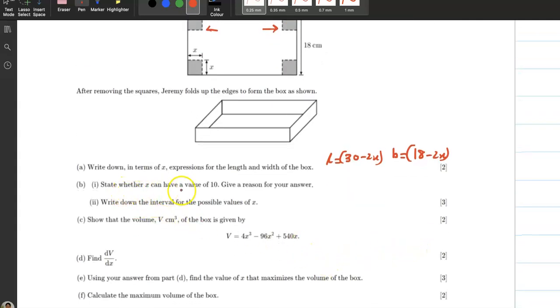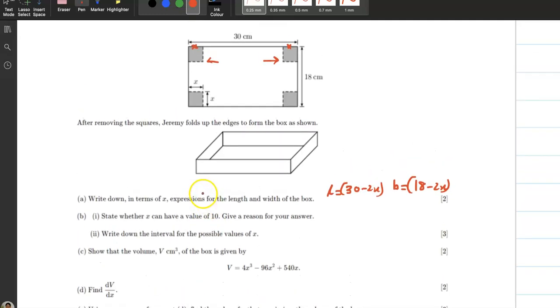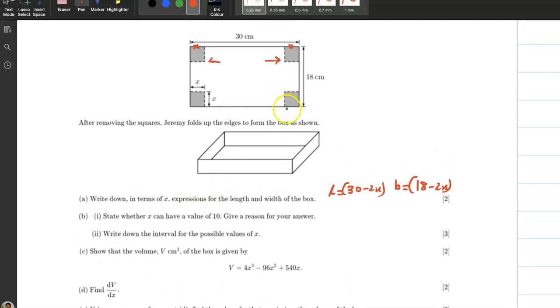State whether x can have value of 10. Can your x become 10? Give a reason for your answer. No. Why not? Because when your x becomes 10, your breadth will be negative. Suppose your x becomes 10, so 18 minus 20 becomes negative, which is not possible. How can breadth be negative? So x can't be 10.